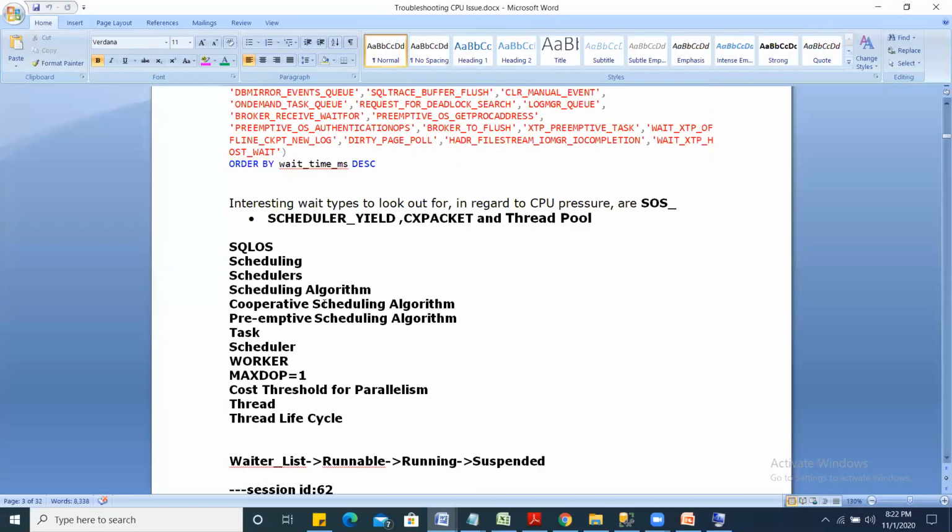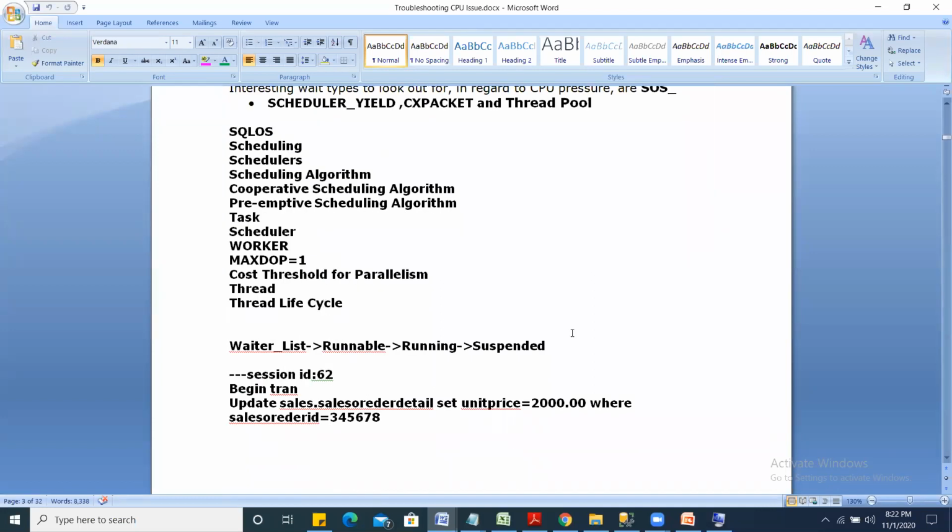Right, guys. Now you all have a very clear concept of SQL OS, schedulers, workers, scheduling algorithms, cooperative and preemptive scheduling. Let us go ahead and now discuss two things related to high CPU utilization issues: max degree of parallelism and cost threshold of parallelism, and how these two are interrelated. I will be back in 2 minutes, and then I will put focus on this.